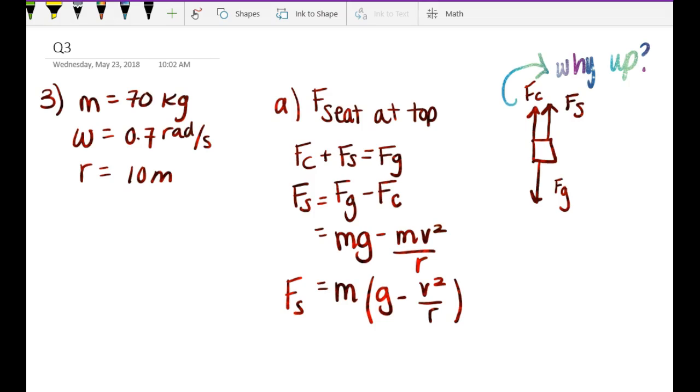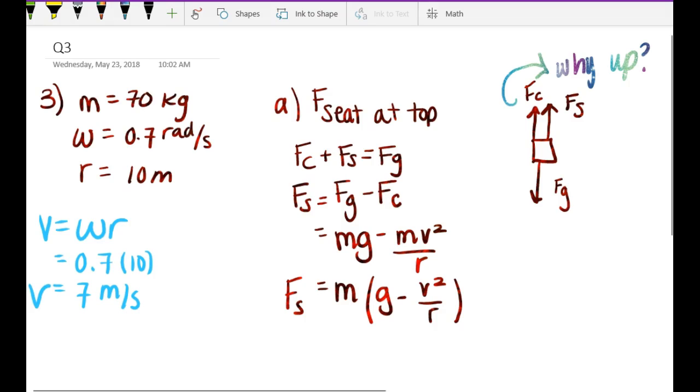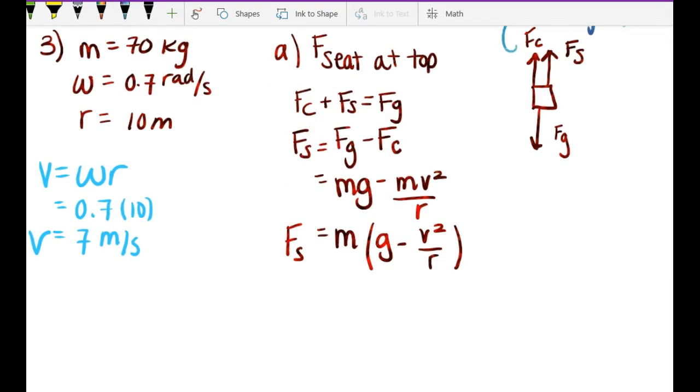Now at this point we have most of the information. What we are missing though is the linear velocity. We know angular but not linear. We have an equation to relate them, and that's v is equal to omega times r. So we end up getting a linear velocity of 7 meters per second, which we can plug into the equation. If you wanted to, you could rearrange the original equation for omega, but I found that this is probably the easier way to do it.